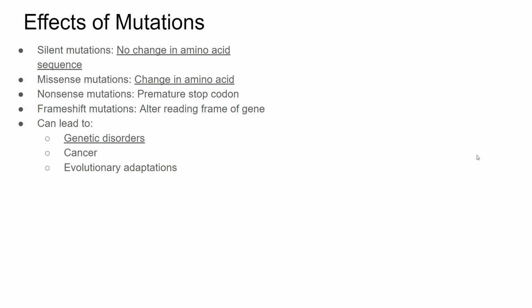So the effects of mutations, your silent mutations have no effect. So you have no change in the amino acid sequence. So a mutation did indeed happen, but we do not have an effect. Your missense mutations have a change in one amino acid. Your nonsense mutations have a premature stop codon, and frame shift mutations will alter the reading frame altogether. And this can lead to genetic disorders, cancers, and evolutionary adaptation.